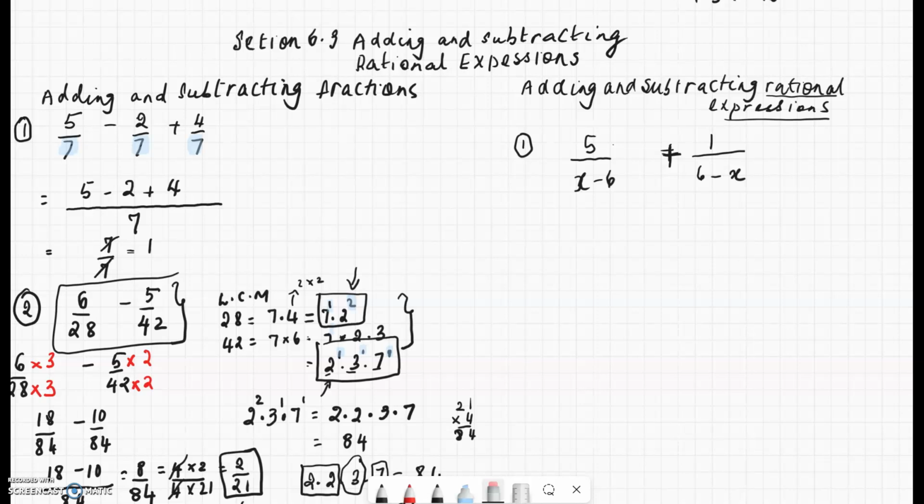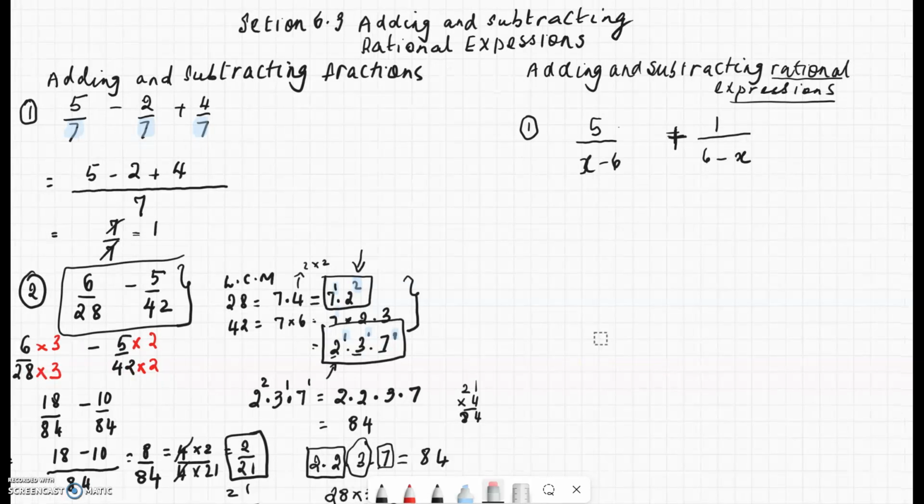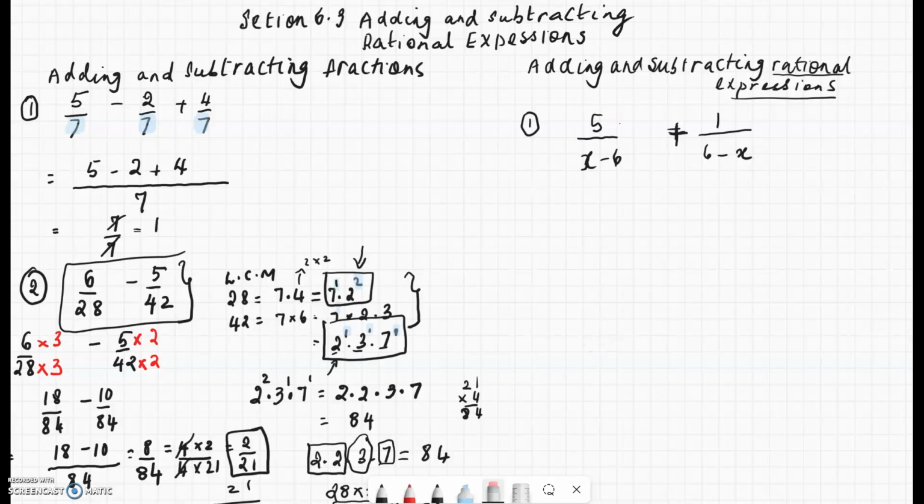Remember that we can add and subtract rational expressions only if there is a common denominator, just like we can add and subtract regular fractions only when there's a common denominator. And if there isn't a common denominator, we have to find the least common denominator, which is called the LCM when we deal with numbers. So notice here, it's a sum of two rational expressions.